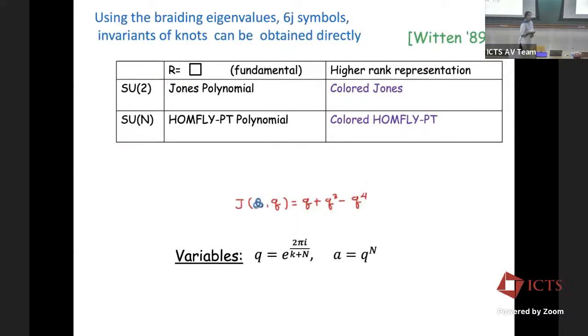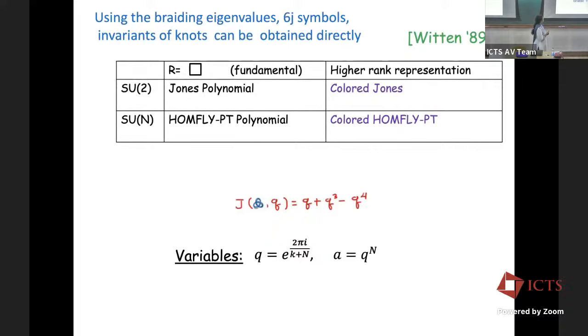Okay. So I've just given you a flavor that we need braiding eigenvalues, and we also need this transformation to go from one basis to another, because you'll always have an arbitrary braid word to work with. So all your results will depend on braiding eigenvalues and 6J symbols, and we can write invariants of knots using them. Okay, so this is something which can be done.